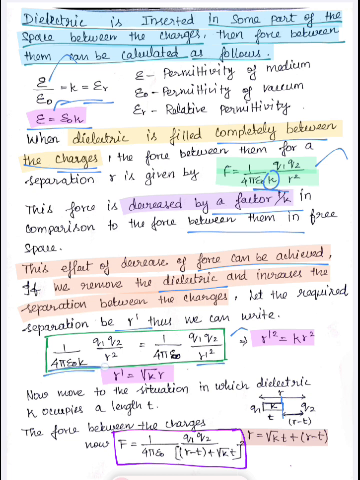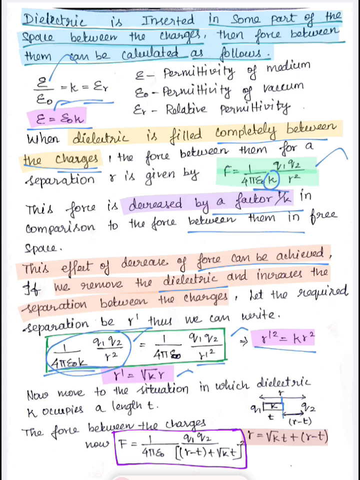Here 1 by 4 pi epsilon naught q1 q2 by r square is the force between the two charges when the dielectric is completely filled between them. This force is equal to the force between the charges when separated at r dash distance in free space or vacuum, that is, 1 by 4 pi epsilon naught q1 q2 by r dash square. From this we write r dash square equal to k r square, and r dash equal to root k into r. So this is the effective distance between the two charges to reduce the force, same as the force between the charges when the dielectric is completely filled between them.